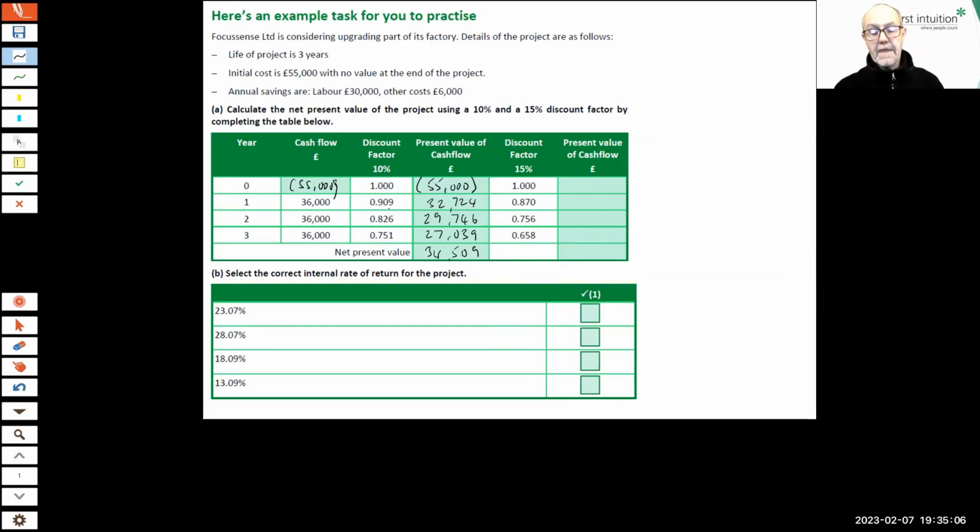So quick question for the chat box. We've just evaluated this using a discount factor of 10%. Is this project earning at a higher rate than 10% or a lower rate than 10%? Any offers in the chat box?